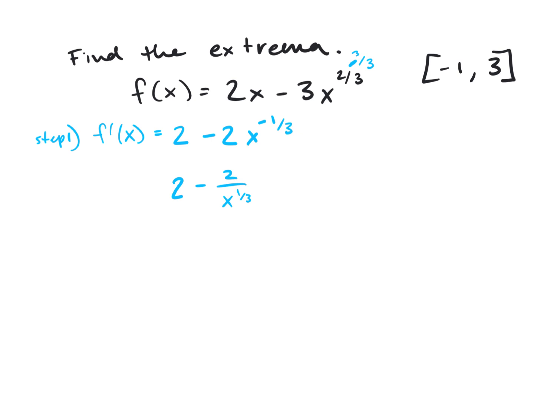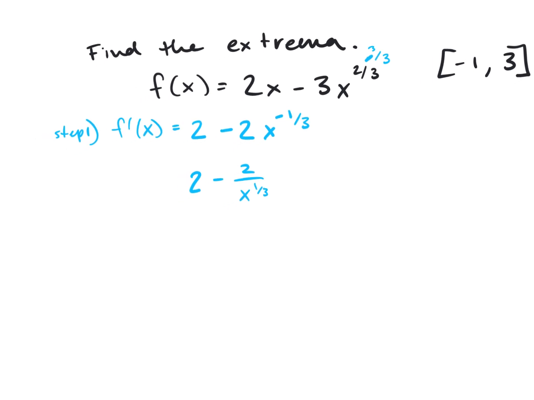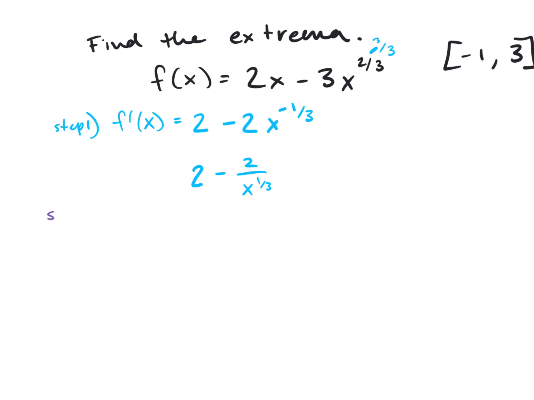What's step 2? Awesome. Step 2, we want to set this equal to 0 or find where it's undefined. So let's set it equal to 0 first and solve. So when we solve here, I need to subtract 2 on both sides. So negative 2 over x to the 1/3 power equals negative 2.